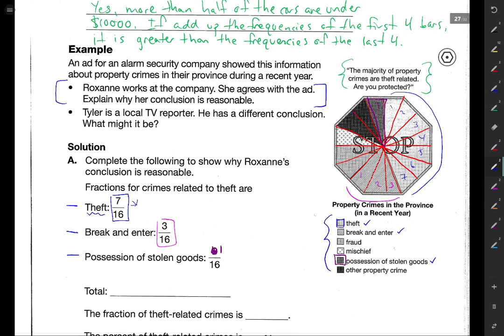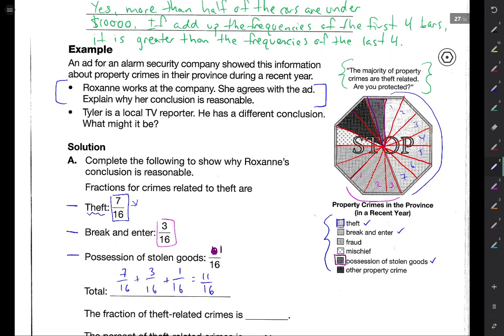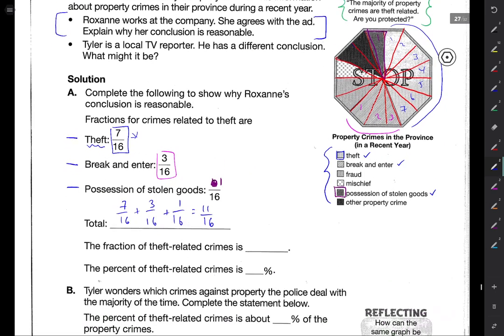So the total here is we would add all of these fractions up. We have 7/16 plus 3/16 plus 1/16. And if we add all those up, that leaves us with 11/16. Now, usually these wouldn't be fractions, these would be percentages. But for this question, let's deal with the fractions.